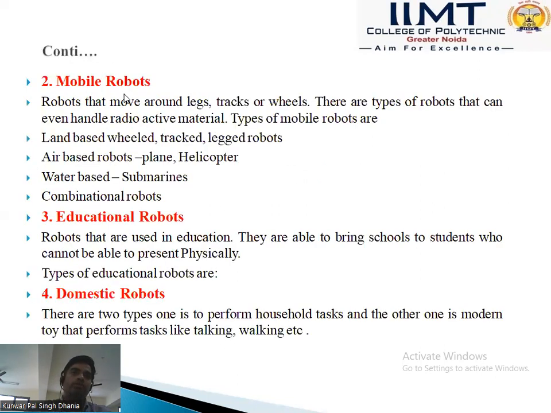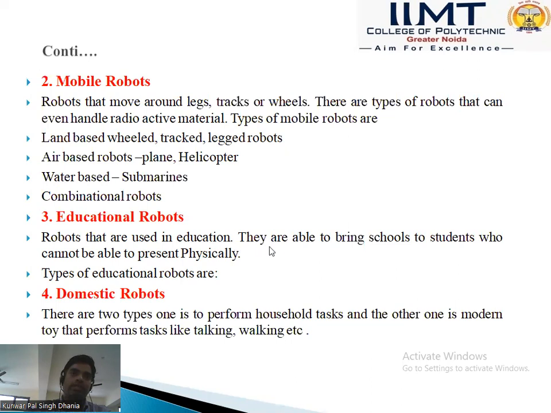Second is mobile robots. Mobile means moving. Robots that move around on legs, tracks, and wheels. So these are called mobile robots. There are types of robots that can even handle radioactive materials. So they can move around, they can touch, they can go up and down, horizontal, vertical.